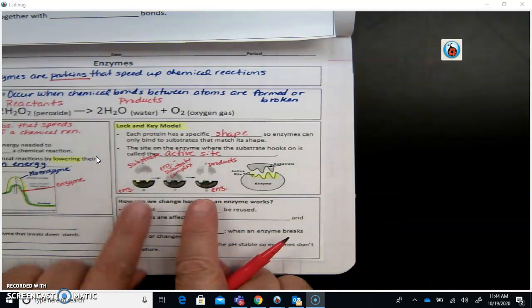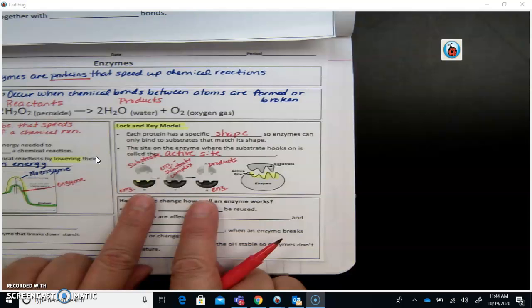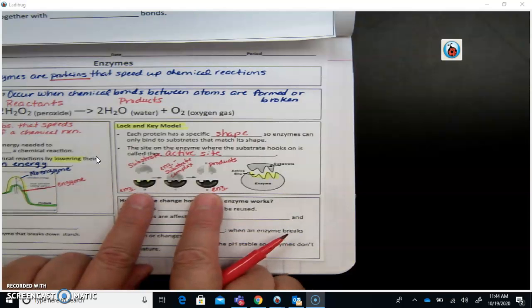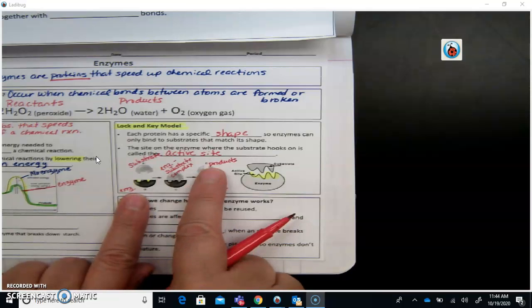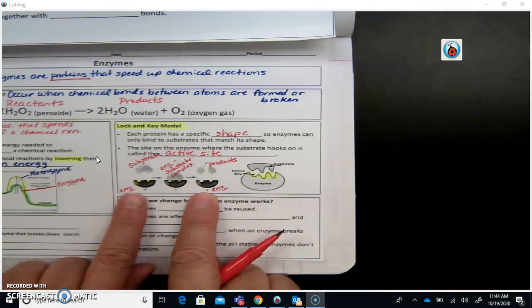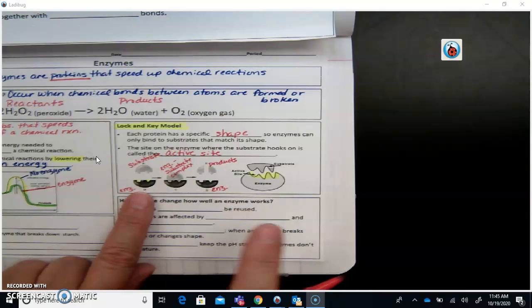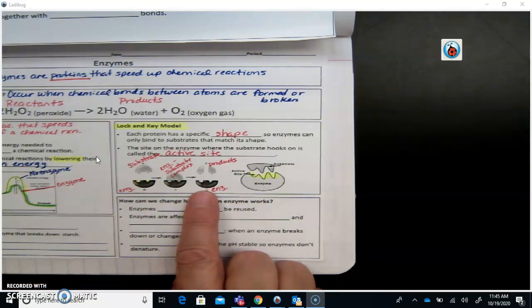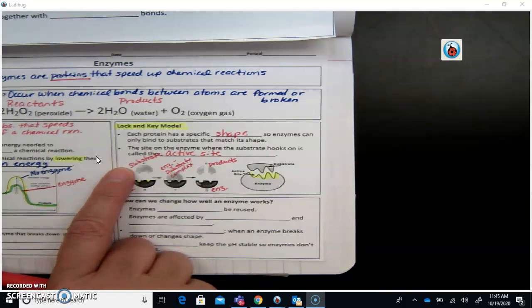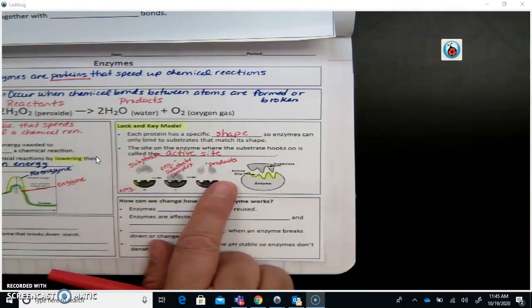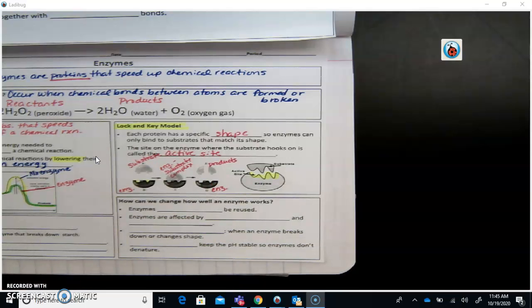Now, that's something that's very important. Notice that the shape of the enzyme did not change. Here's before the chemical reaction. Here's after the chemical reaction. The enzyme did not change. The shape of the enzyme did not change. So that means that enzymes can be reused over and over again. This enzyme can now go and bond with another substrate and break down that compound. So enzymes are reusable.